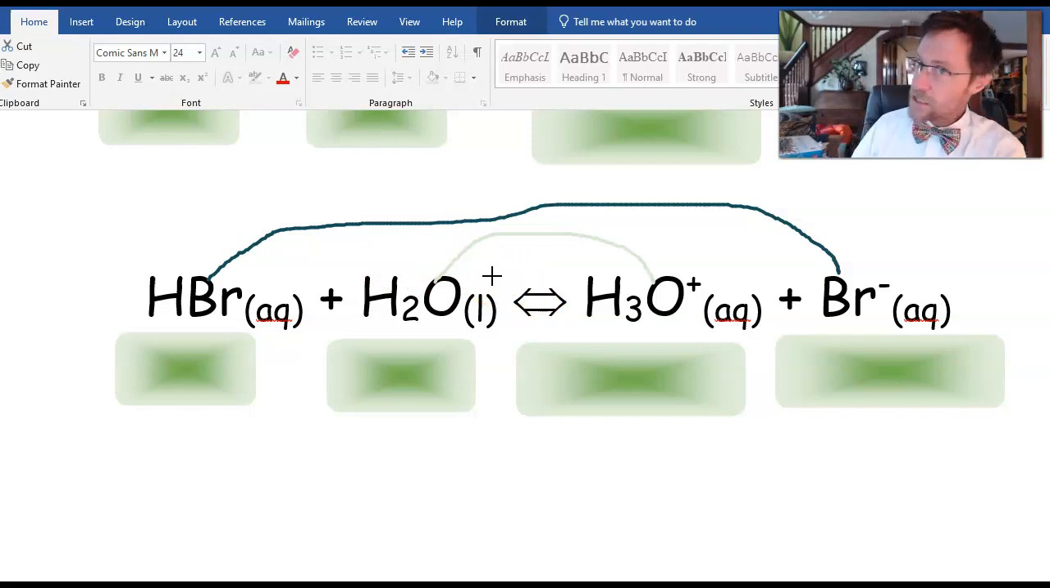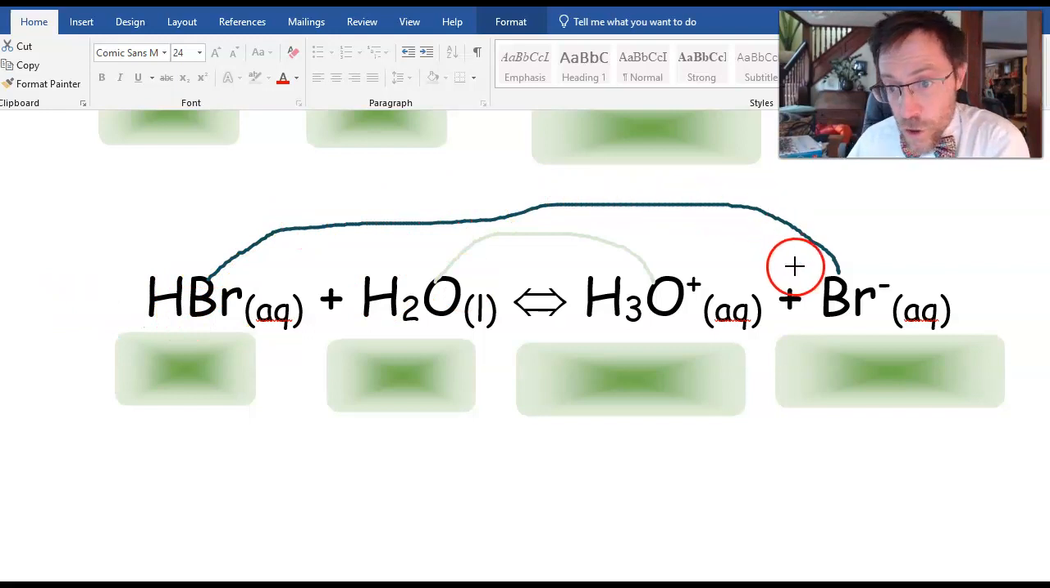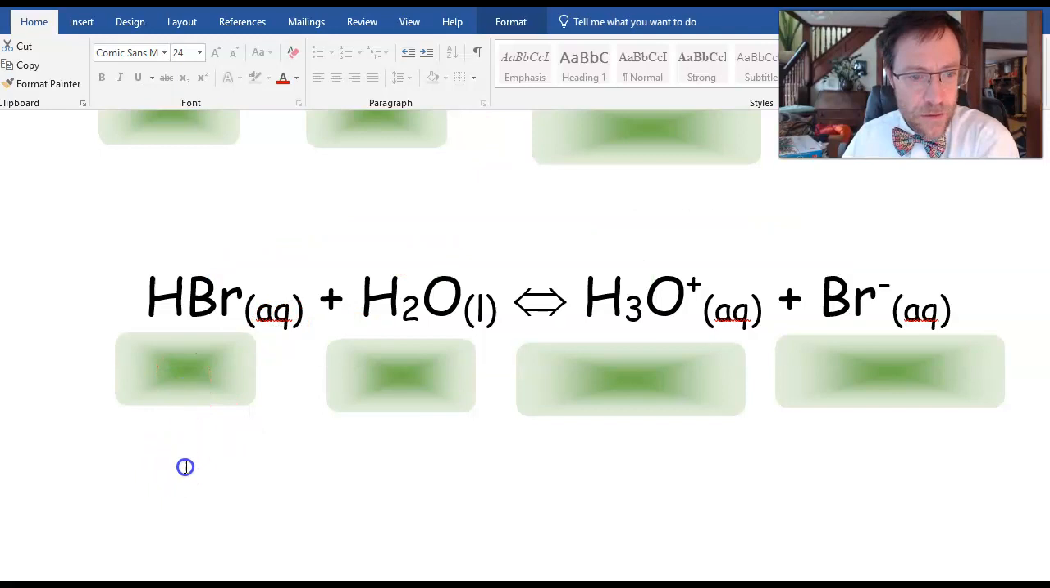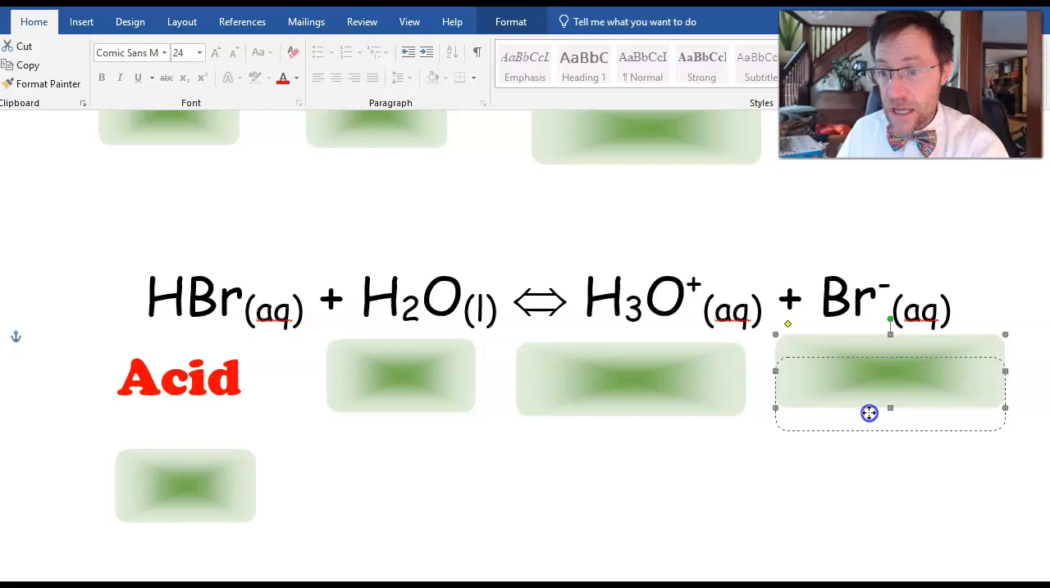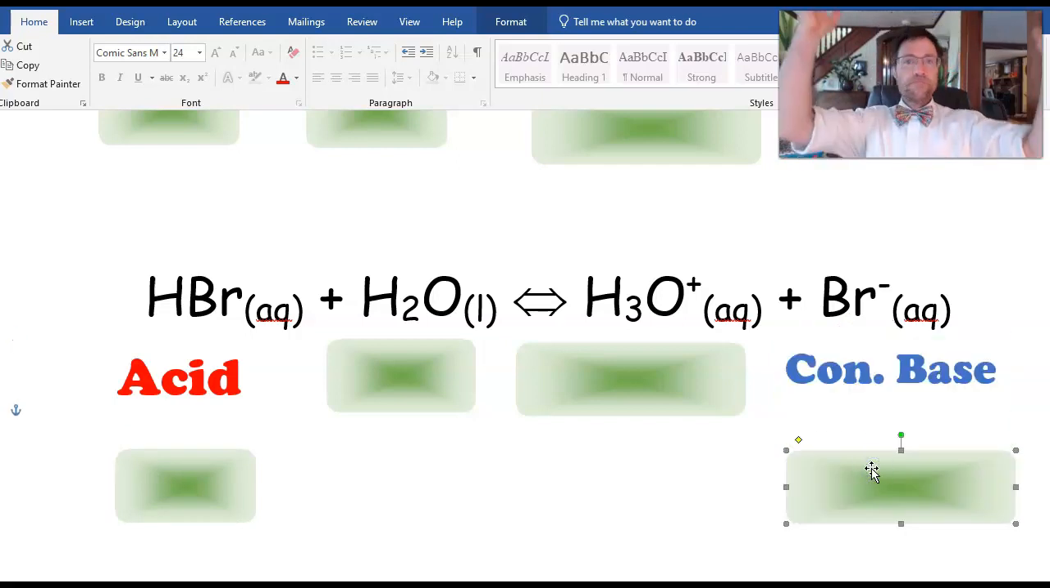So let's see who's the acid, who's the base. Let's check it out. HBr turns into Br. The only way it can do that is if it loses a hydrogen. So this has to be an acid. I certainly hope it is. I'm going to look silly. Yep, it's an acid. So we know if that's the acid, then the Br over here has to be the conjugate base.